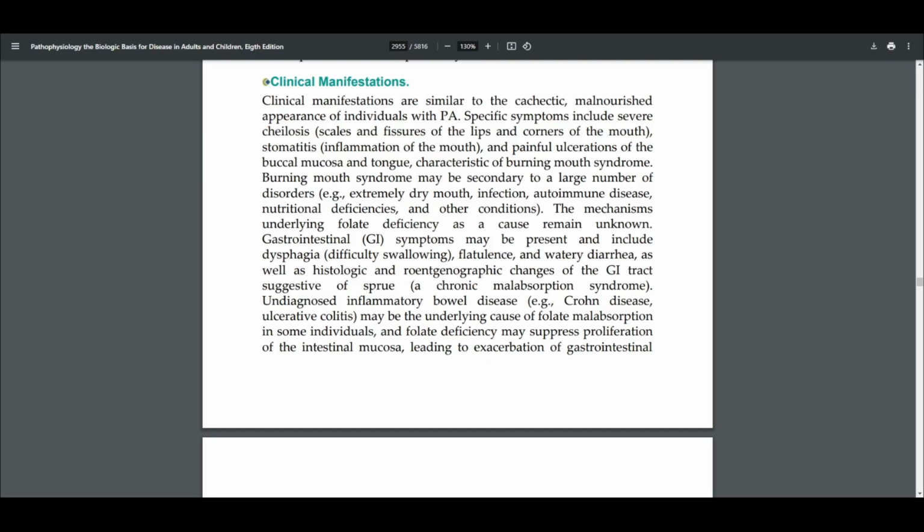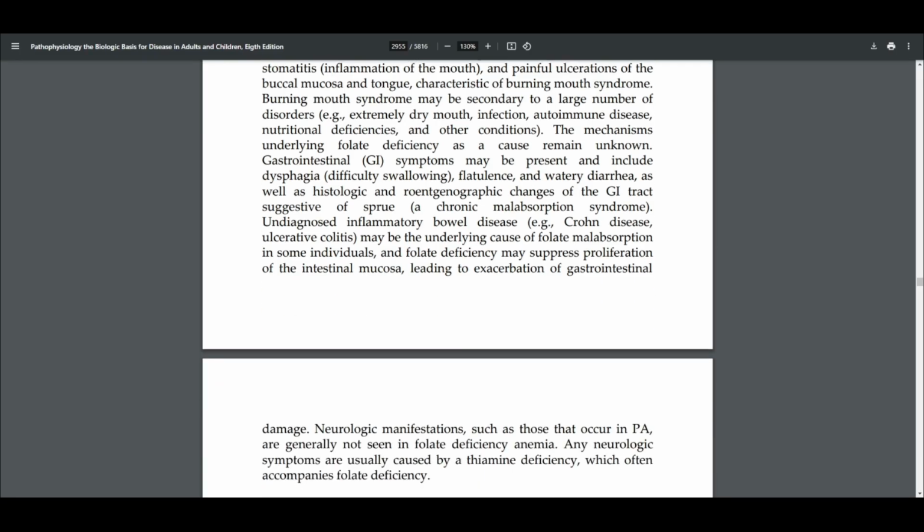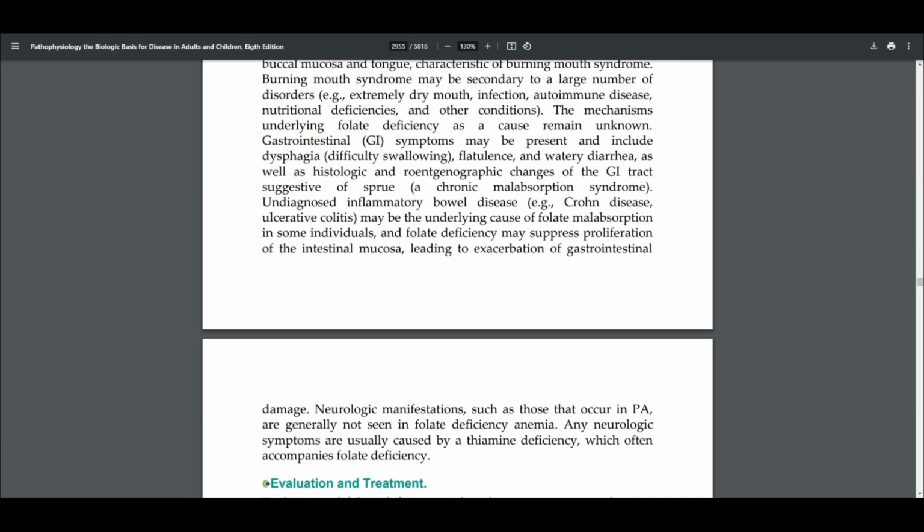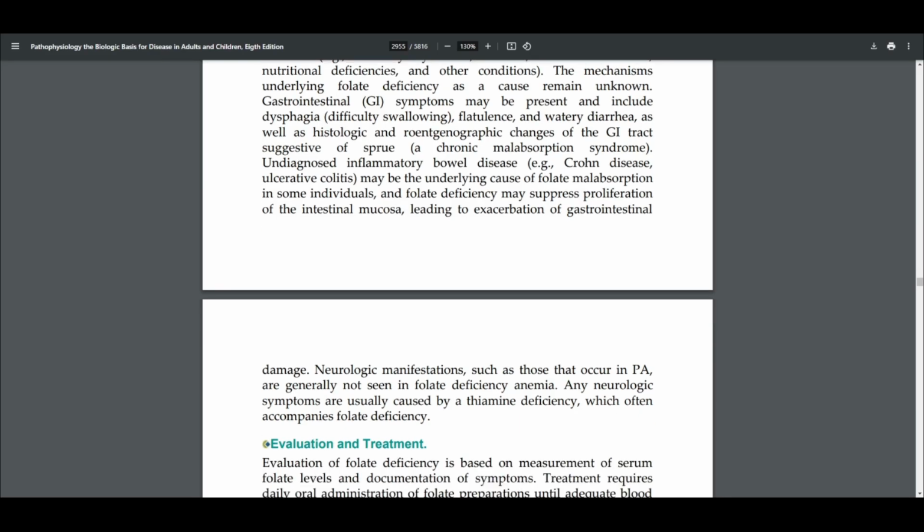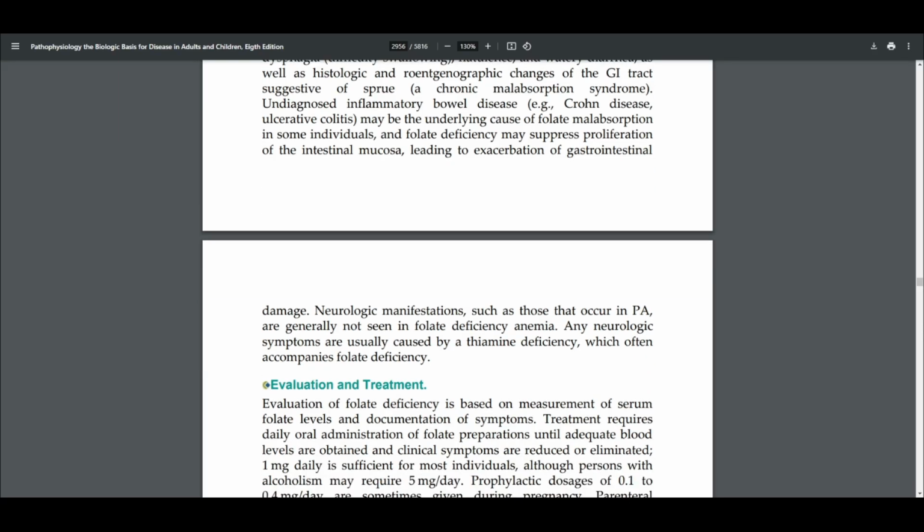The mechanism underlying folate deficiency as a cause remains unknown, yet GI symptoms may be present and include dysphagia, flatulence, and watery diarrhea, as well as histologic and radiographic changes of the GI tract, suggestive of sprue. Undiagnosed inflammatory bowel disease may be the underlying cause of folate malabsorption in some individuals. And folate deficiency may suppress the proliferation of the intestinal mucosa, leading to the exacerbation of gastrointestinal damage.